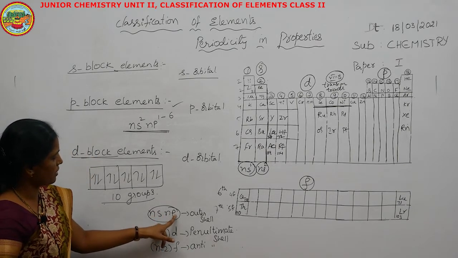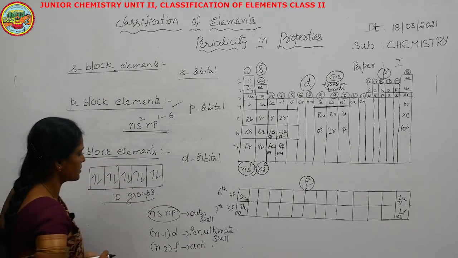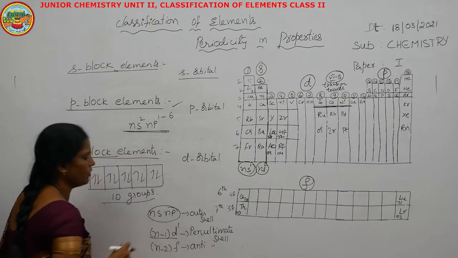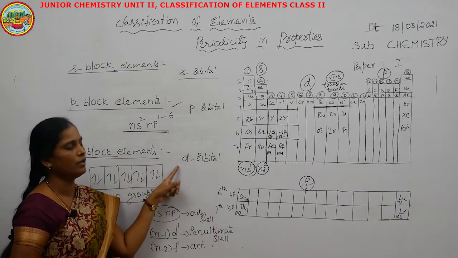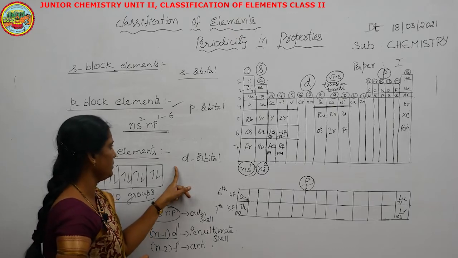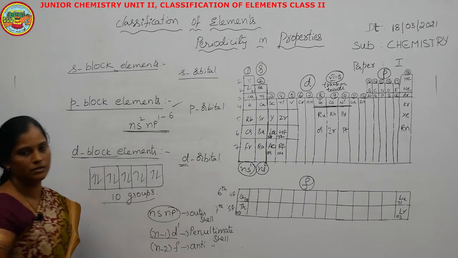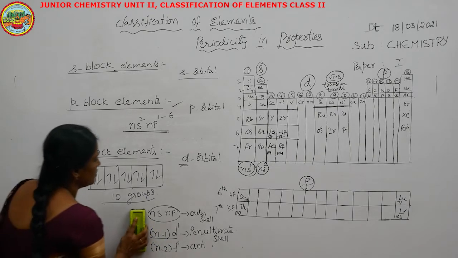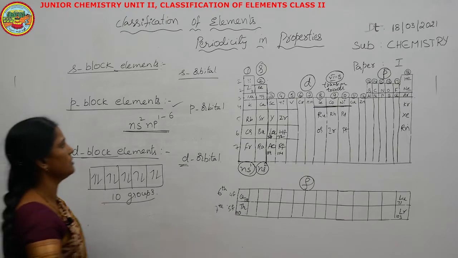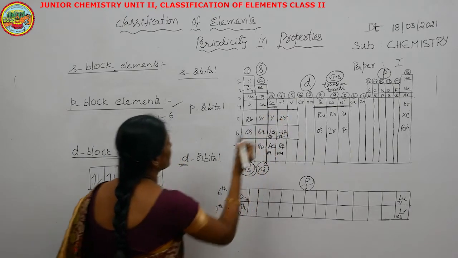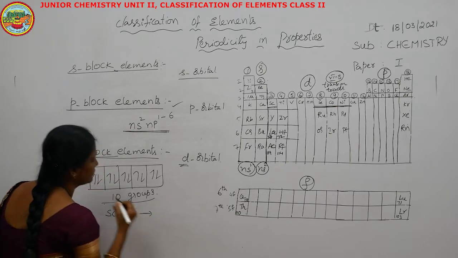So s and p are completed with the s block and p block. Then the d block starts with n minus 1 d1. That means the differentiating electron enters into the inner shell, that is the d orbital. d1 starts with the d block. The first element in the d block is scandium. Its atomic number is 21.